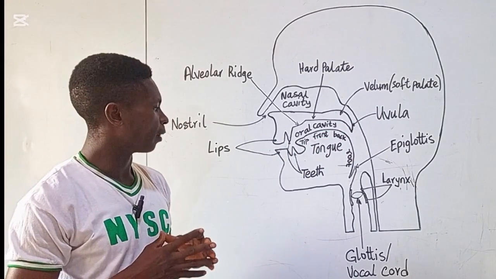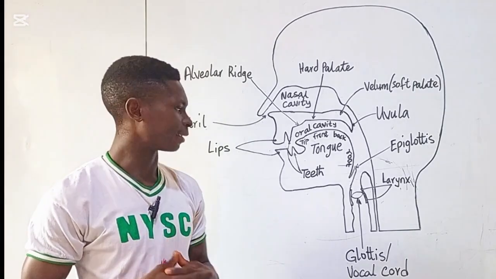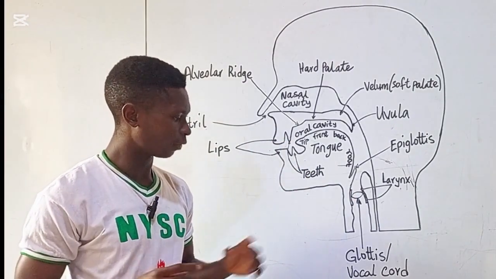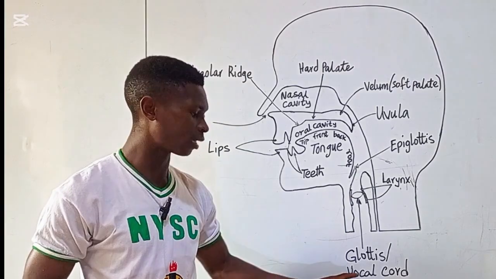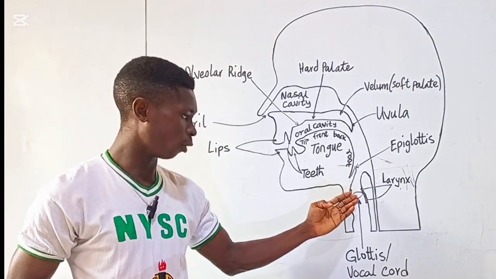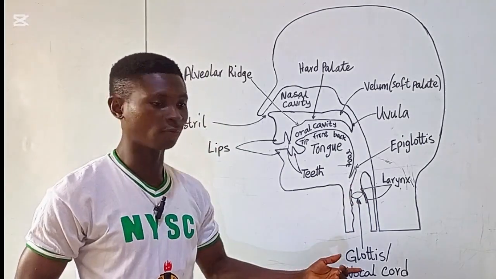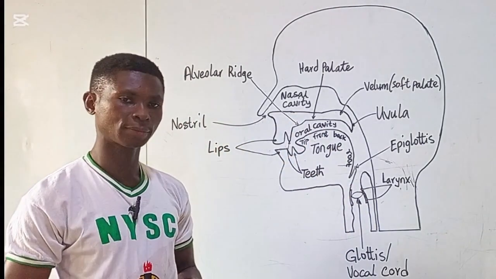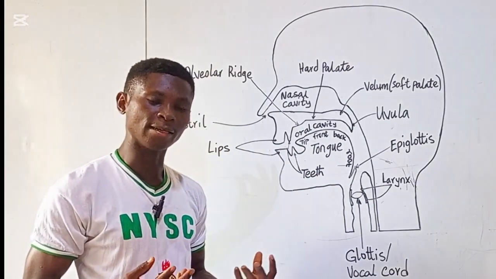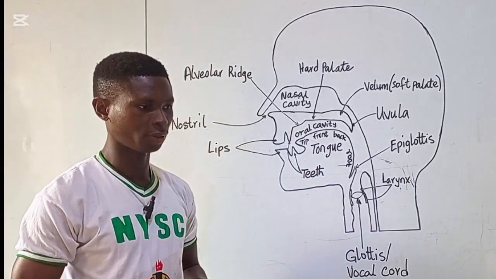Then apart from that, another major organ of speech is the glottis. Don't forget this, the glottis or vocal cord or voice box. This is where your voice comes from. It comes from the glottis or the vocal cord through the mouth. And the process of articulation has to do with the passage of air from the glottis through the mouth.